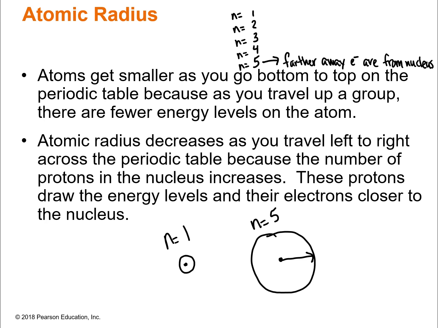Now, as you go from left to right across the periodic table, you're not increasing the number of energy levels, but you are increasing the number of protons in the nucleus. So as you go across the table, you're increasing your atomic number, and those protons will draw their electrons in closer. So that's why the radius gets smaller as you travel from left to right. The protons are drawing in those electrons a little bit more snugly to the nucleus.